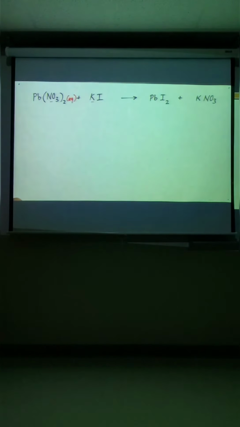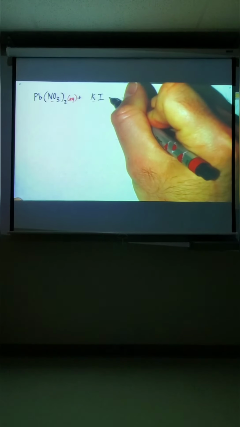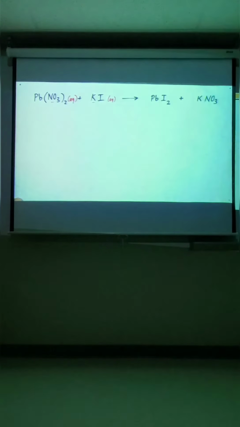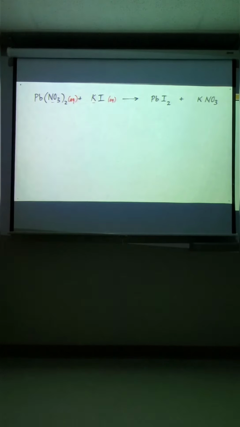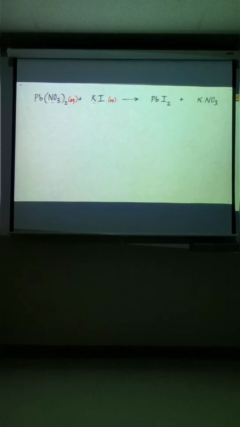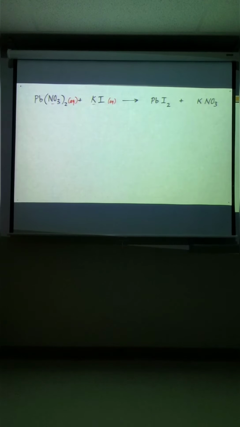Potassium iodide, well, potassium's group 1, just like nitrate was in that yellow. Group 1 metals are always water loving, so aqueous again. And in reality, they should always be aqueous in front, otherwise there's no point in mixing them together. You don't want to precipitate before they ever have the chance to make a new one.